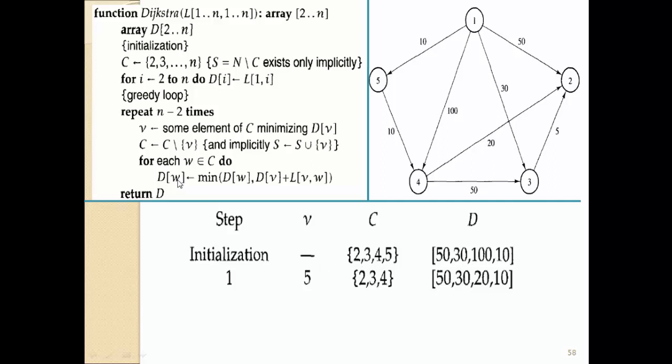When the value of w is equal to 4, then d of 4 is equal to minimum of d of 4. D of 4 is equal to 100, and d of 5, that is 10, plus 5 to 4. Is there any path from 5 to 4? Yes, there is one path from 5 to 4, and the length is 10. So this length is 10, and d of v, that is d of 5, is already 10. So 10 plus 10, 20, and d of w is equal to 100.